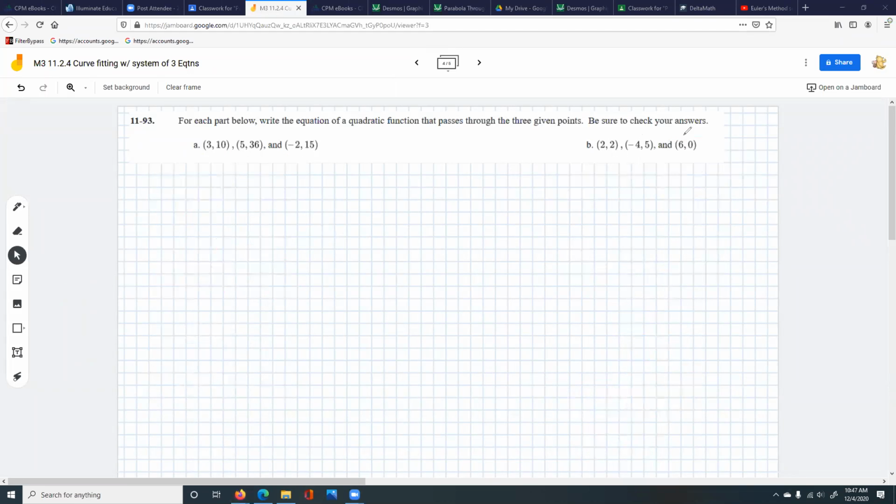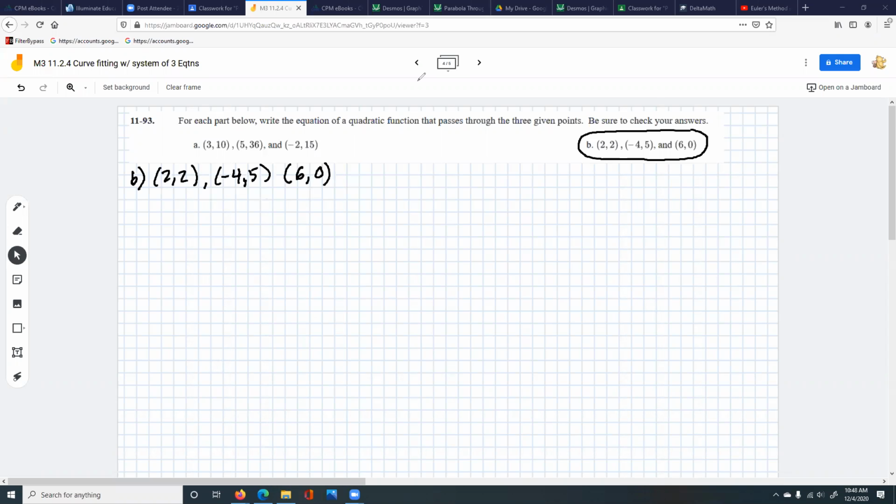Okay, part B here, last one, part B. We're gonna write down these 3 points here, and we're gonna find the equation that goes through those 3 points. So B is 2, negative 4, 5. Like I said, I'm gonna want to see this work on your project that you turn in, that I'm gonna assign next week. Okay, so those are our 3 points.